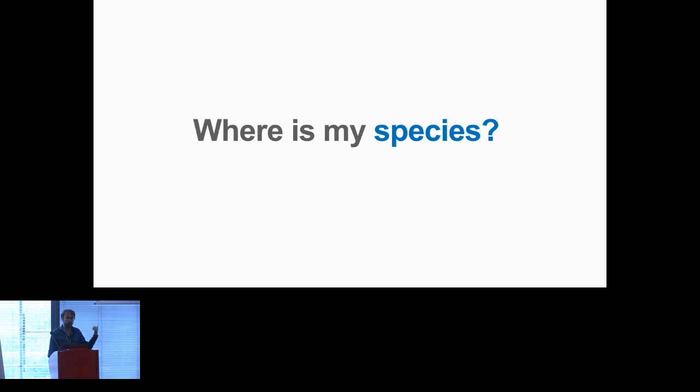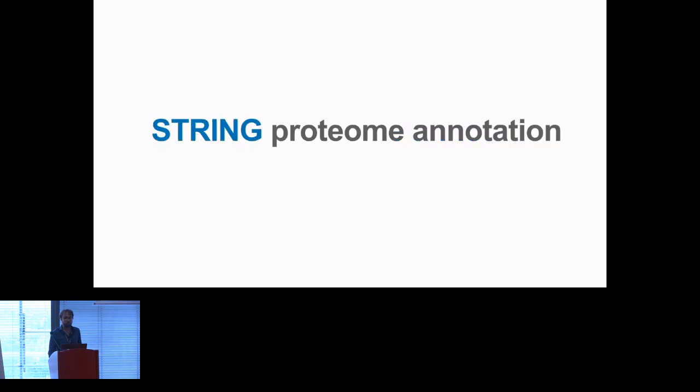But we still always get the question: where is my species? And this could be a very specific bacterium or some plant. We did a survey with SIB that shows that 20% of the users didn't find their organism in STRING, which is staggering. And we never would be able to keep up with the pace of the sequencing efforts. So that's why we built a pipeline, the STRING protein annotation.